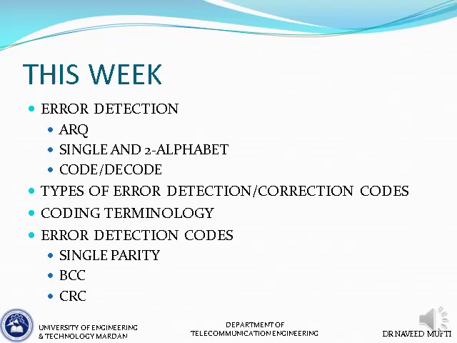So this week we will be starting off by looking at error detection. First of all, we will discuss the schemes of automatic retransmission query. Then we will look at some very easy single and two alphabet error examples, and a code and decode paragraph. After that, we will discuss the types of error detection and correction codes. There are two main categories. We will go through some terms that we need to be familiar with when we are studying channel coding. And after this initial background, we will start looking at some error detection codes, in which we will discuss the single parity system, the BCC system, and the CRC system.